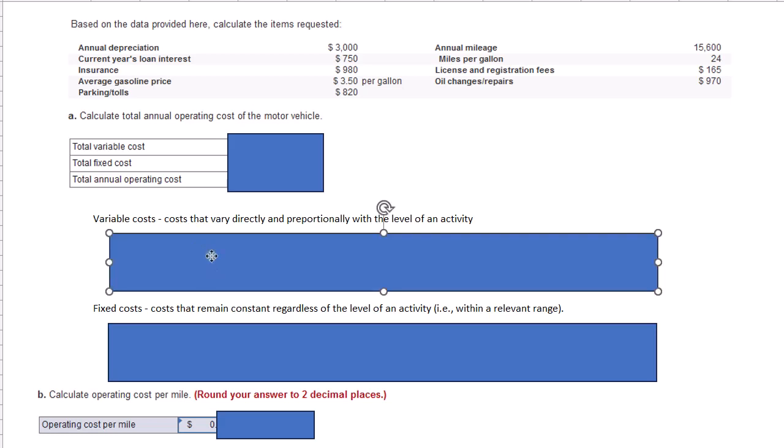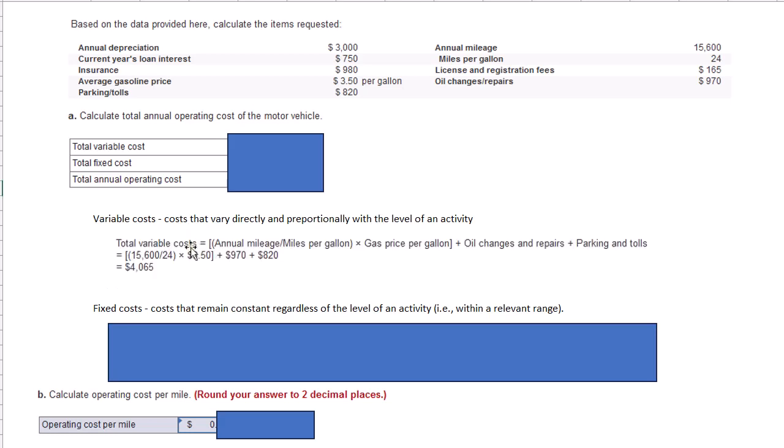So let's look at this calculation. The total variable costs, we've got to figure out the level of activity to come up with that amount. So we take the annual mileage divided by the miles per gallon times the gas price, right? So if we want to know the cost of the gasoline, which is $3.50 per gallon, we've got to take the annual mileage, 15,600, divided by miles per gallon. If you divide annual miles by miles per gallon, that's the same as taking annual miles times gallons divided by miles. Mileage cancels out and you calculate gallons. So now we have gallons times the gas price per gallon, which is $3.50.